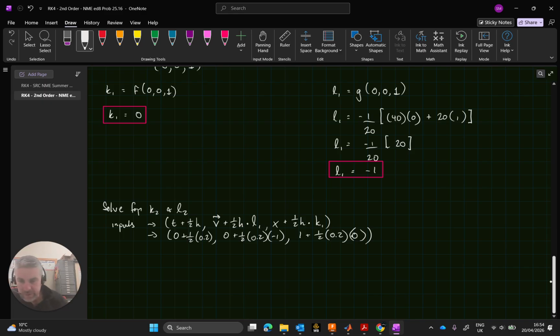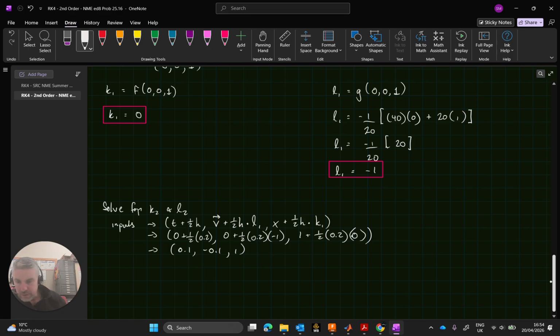So what do we have? What's our T input value? Our T is 0 plus half of 0.2, which is 0.1. Our V input value is 1/2 of 0.2 multiplied by minus 1, which is minus 0.1. And of course our X value is going to be 1 plus 1/2 of 0.2 multiplied by 0, which is just 1.